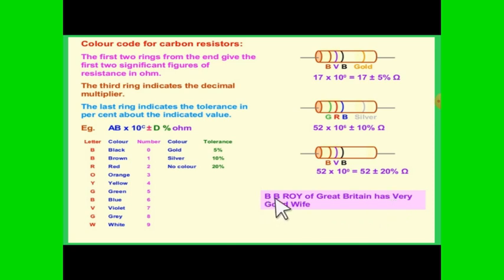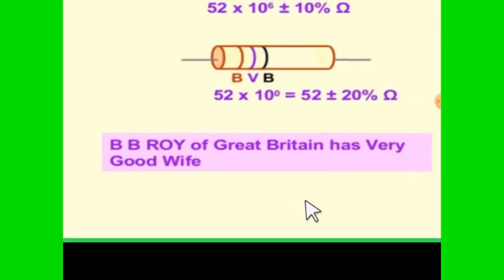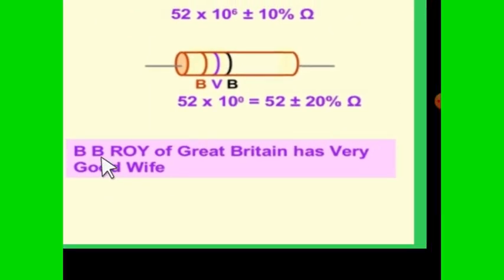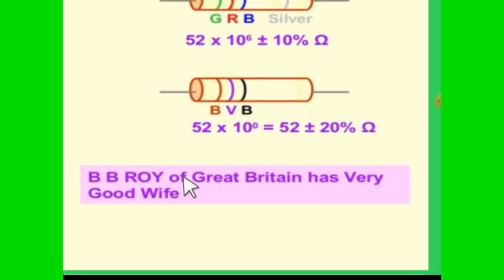Now the letters here written in capital letters: B, B, ROY, this B also started with a capital letter, ROY is also started with capital letters. Of is not starting with a capital letter, so we have to leave this. Great, G, starting with a capital letter. Britain, B, started with a capital letter. Very, this also started with a capital letter V. Good, G, started with a capital letter. Wife, W, started with a capital letter.